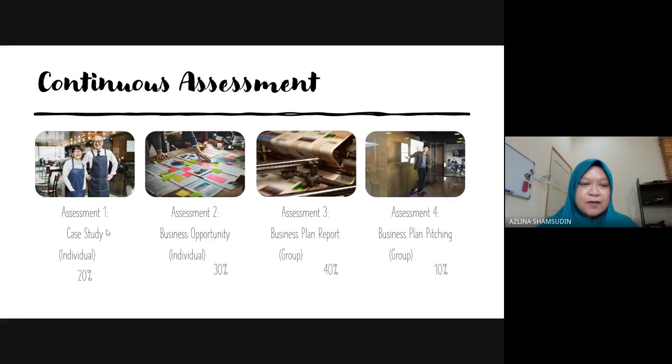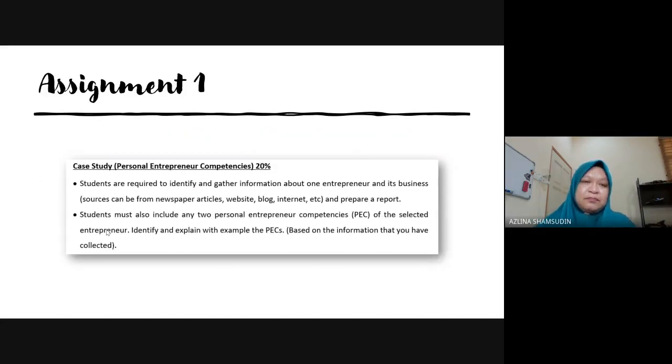Today, I'm going to explain about the first assignment. Okay, the first assignment is the case study, personal entrepreneurial competencies, for 20%. Students are required to identify and gather information about one entrepreneur and its business. The entrepreneur must be someone who is successful in the business. Successful means tak boleh macam orang tu baru 1 year in the business. At least dalam 3 years lah, and the entrepreneur can be local or international.